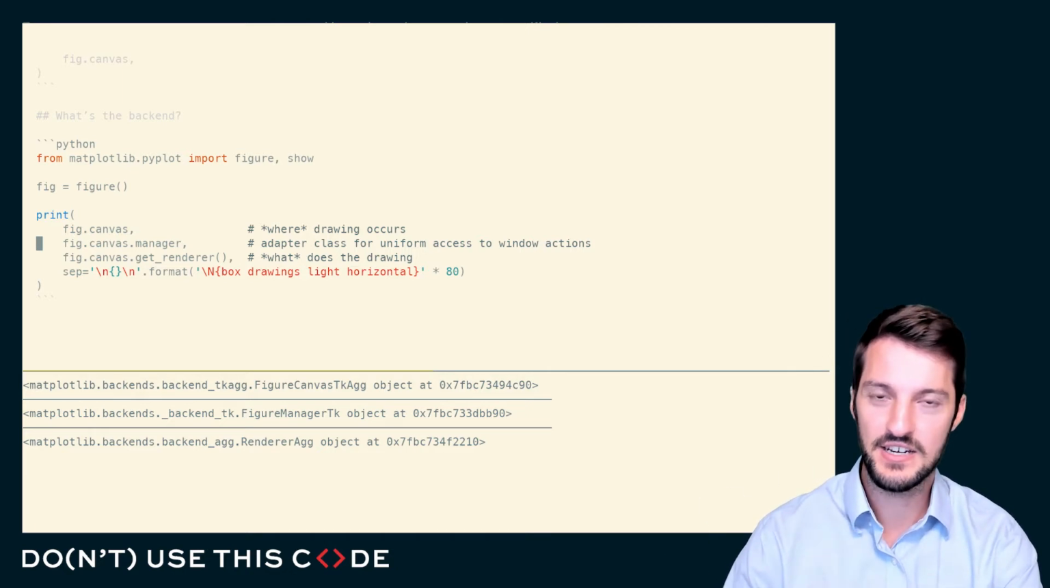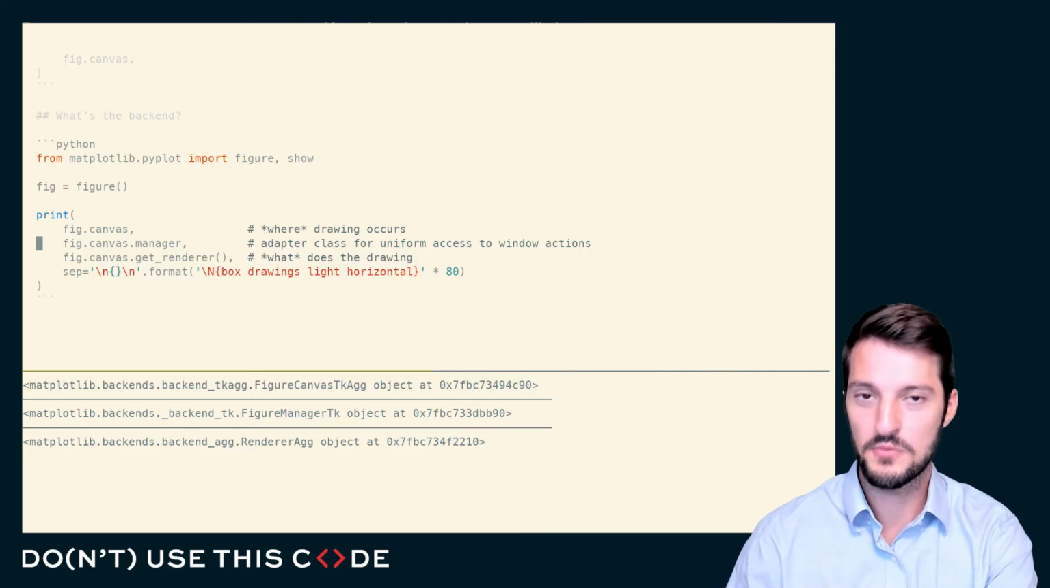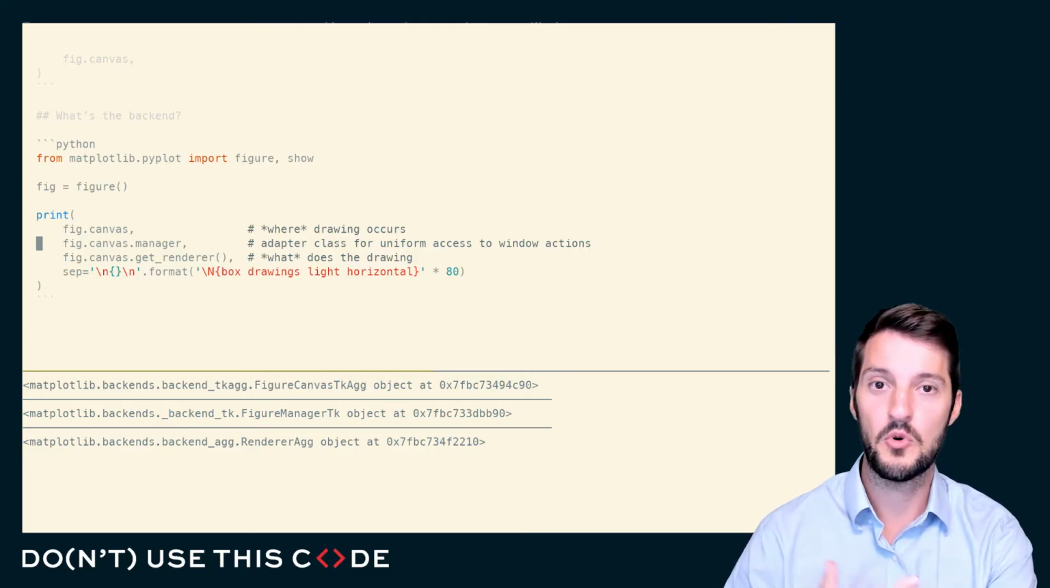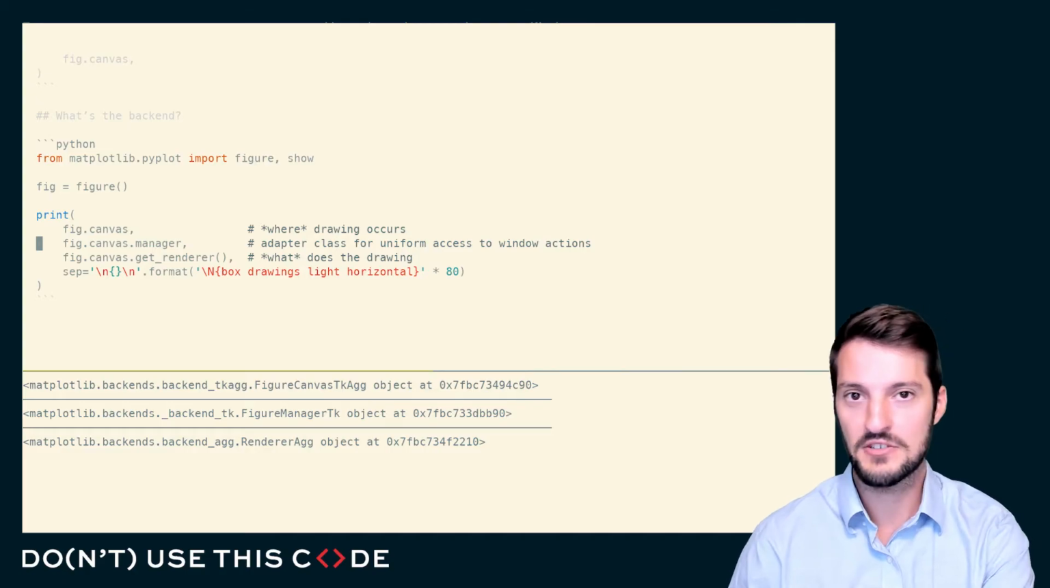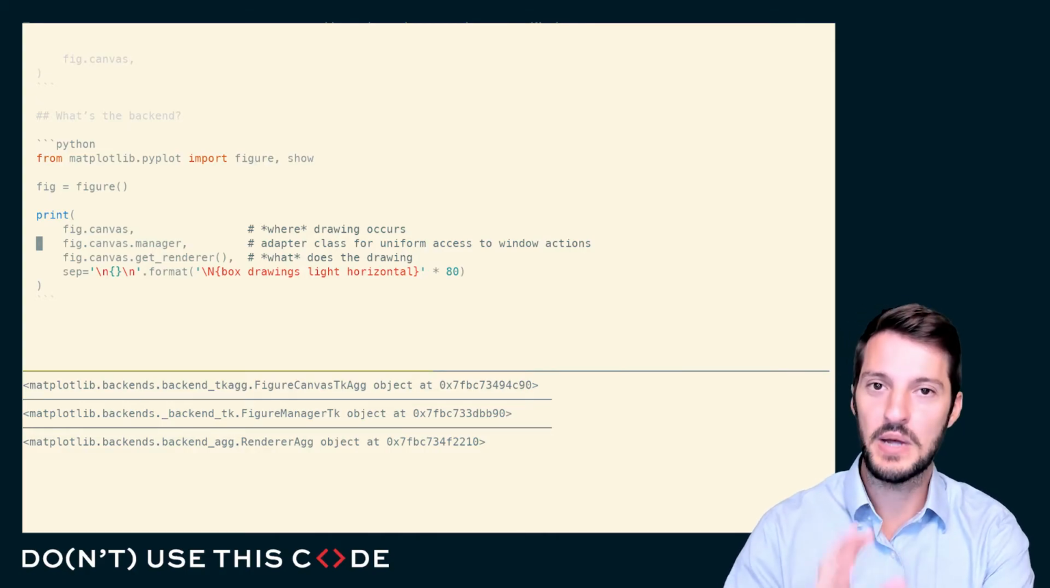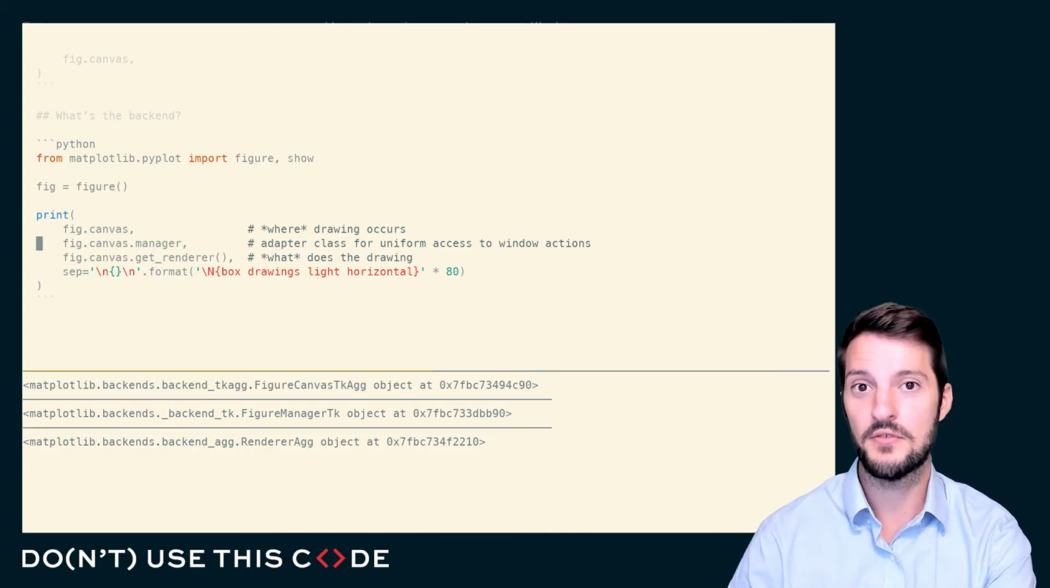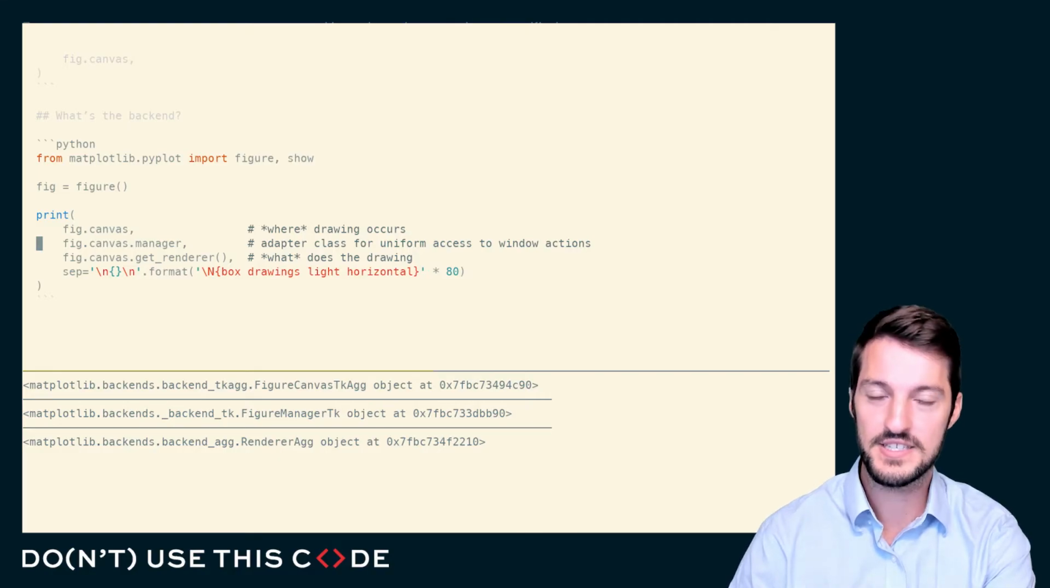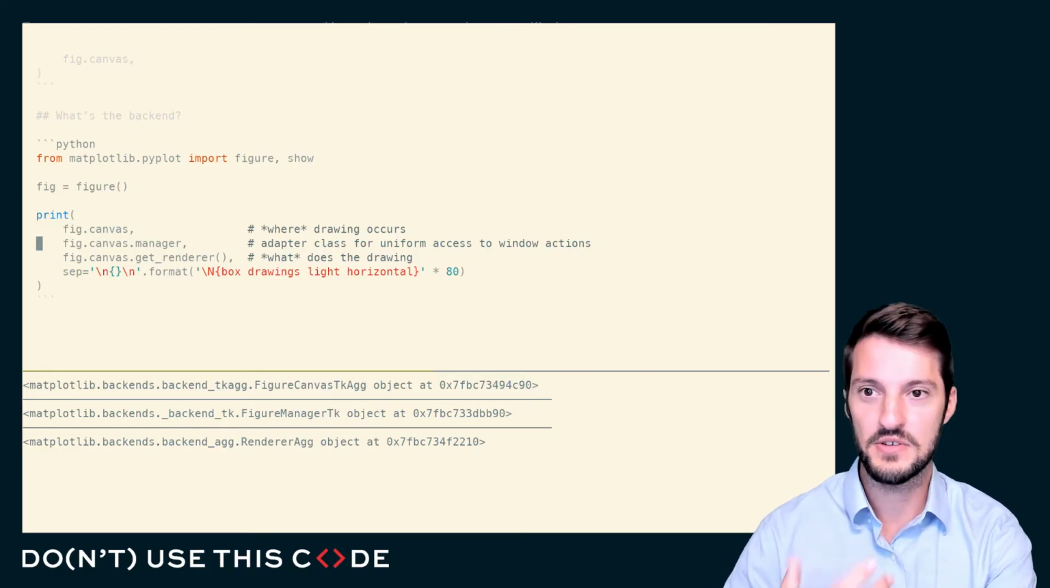Now, it's not guaranteed that it's going to be perfectly uniform. Some backends might have more methods attached to them or different attributes attached to them. And that's where, if you have domain-specific knowledge with any of these graphical user interface toolkits, you can use those to actually further manipulate your Matplotlib charting.